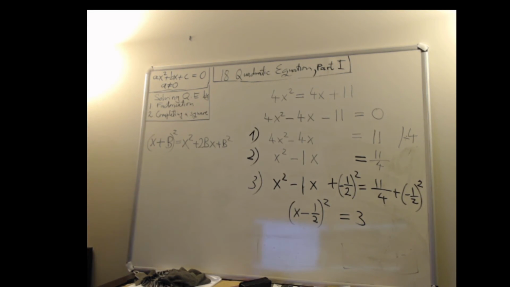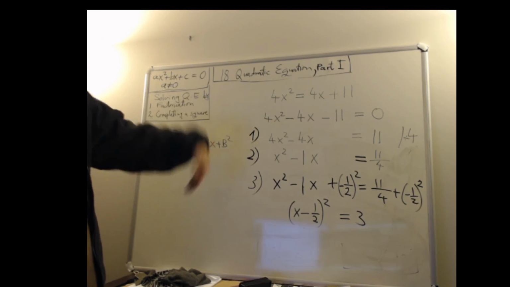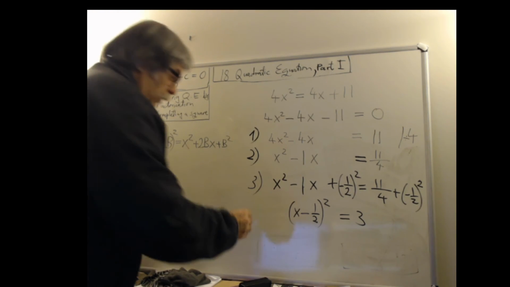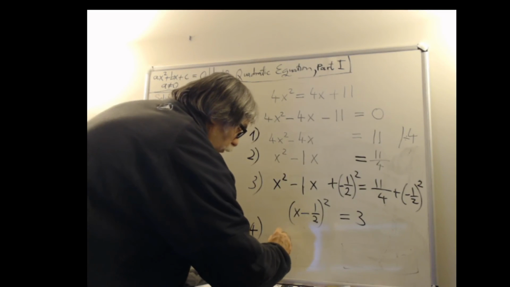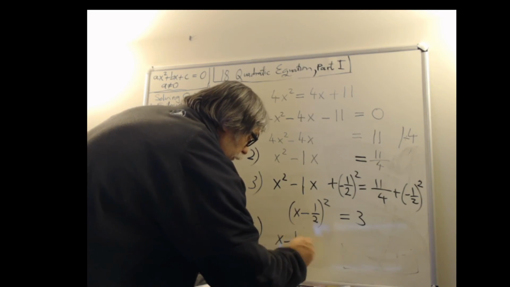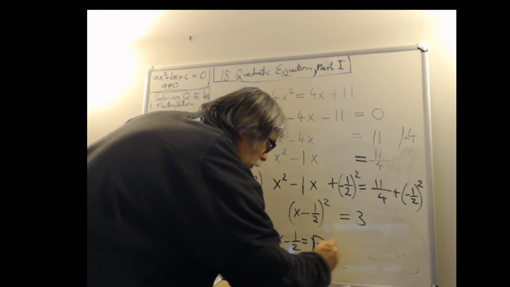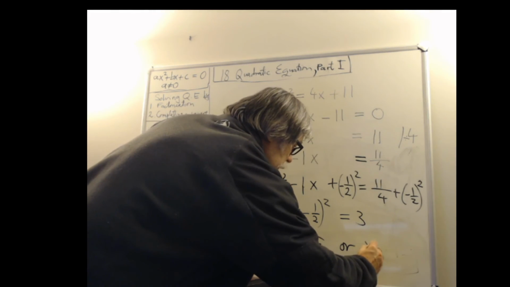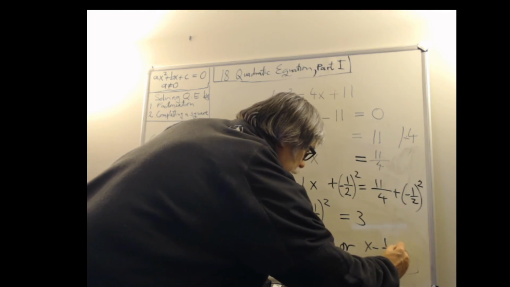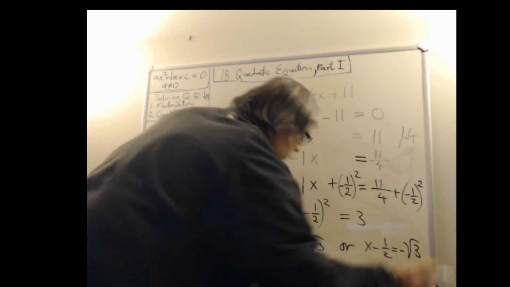The rest of that is thinking about radical. So the rest is easy. But let's call it step number 4. You either have this to be radical 3 or negative radical 3.